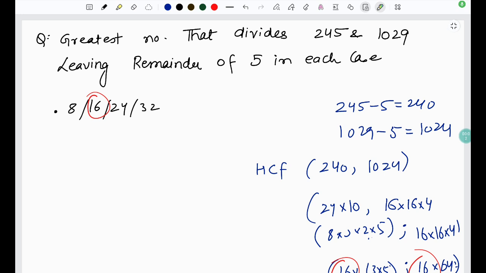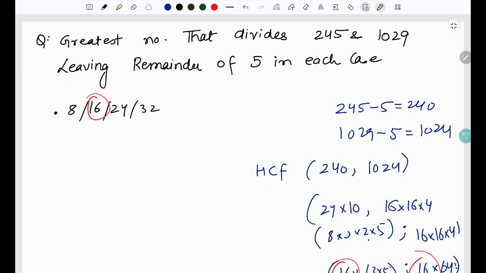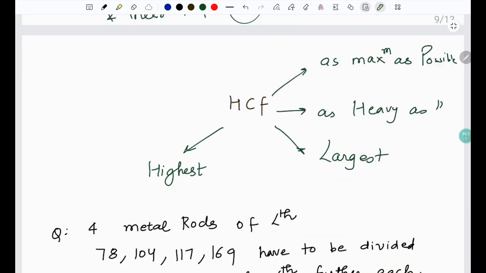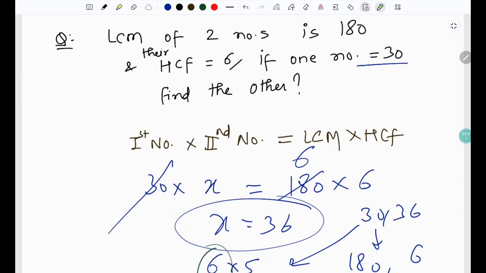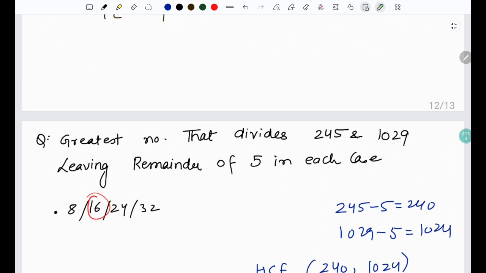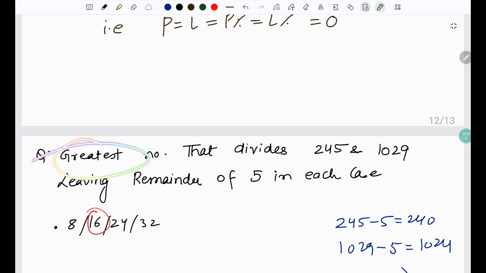On the remaining questions and topics in reasoning and aptitude for DSSSB JE and AE. So in this question they have asked the greatest number that divides 245 and 1029, leaving a remainder of 5 in each of these cases. Again, I said HCF has its own key terms: as maximum as possible, as heavy as possible, as largest as possible, as highest or greatest. Since the term uses greatest, we will go for the HCF in this case also.